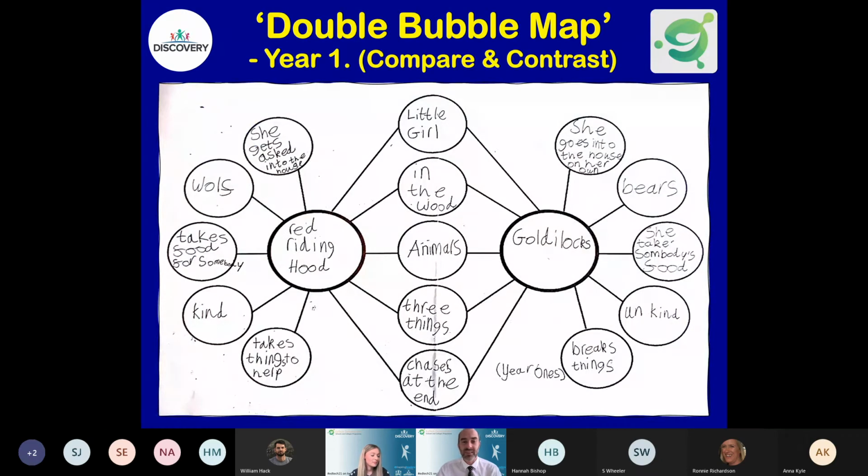Back to our double bubble maps. Forgive me for having them out of sequence. But here you've got a Year 1 child who's been exploring as a group. I think this was a group discussion, both the story Red Riding Hood and Goldilocks. And then they talked about this together, and one of the pupils wrote up for the group how Goldilocks and Red Riding Hood were very similar, but also how they were discrete and different to one another.